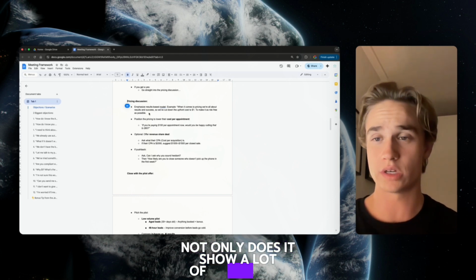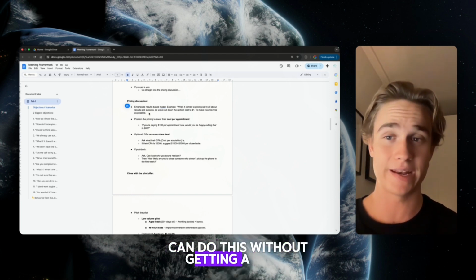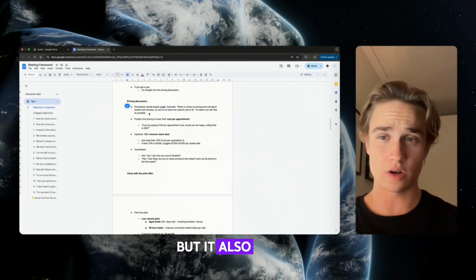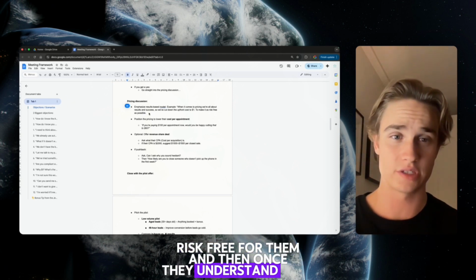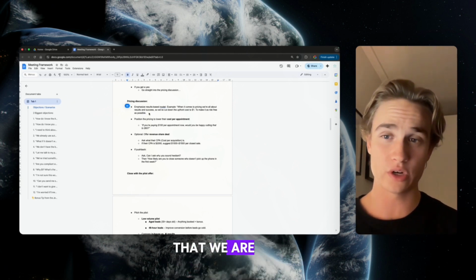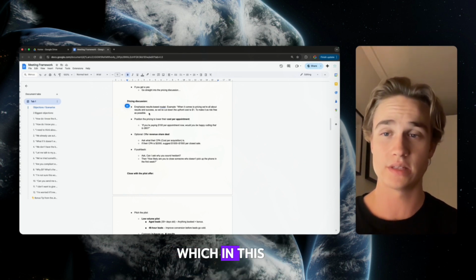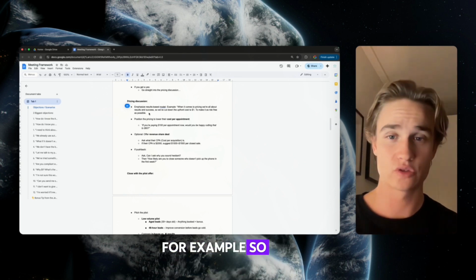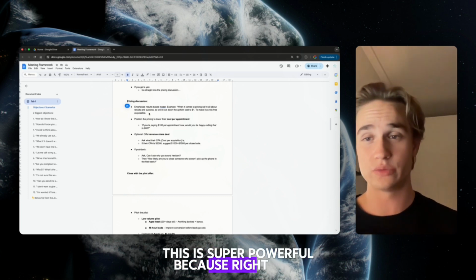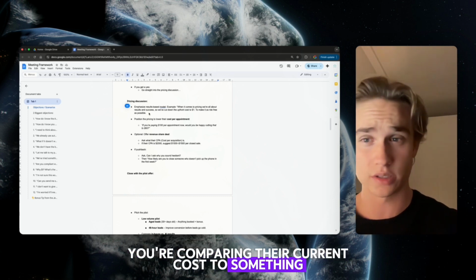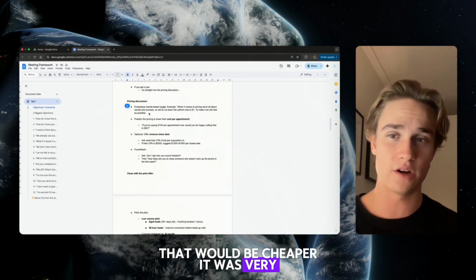Not only does it show a lot of confidence that we can do this without getting a super high upfront cost first, but it also shows that we're going out of our way to make it risk-free for them. And then once they understand that, you want to make it clear to them that we are trying to lower their current costs, which in this case could be appointments, for example. So you'll say, we always aim to cut down your current costs. This is super powerful because right now you're comparing their current cost to something that would be cheaper. So it's very, very hard to say no.